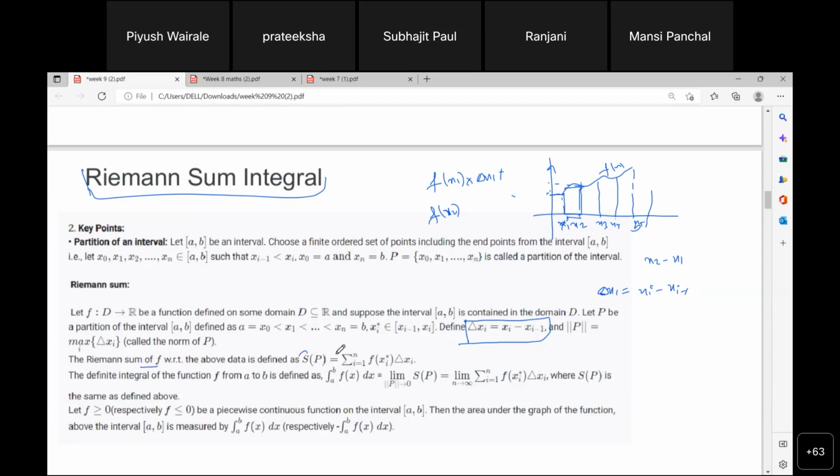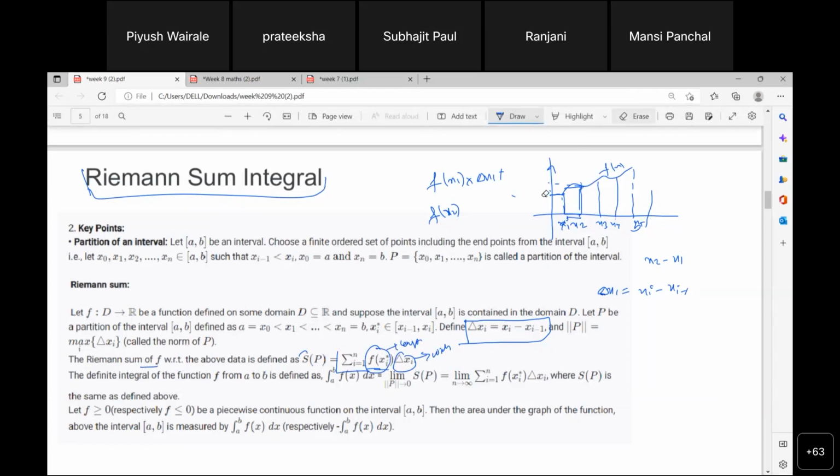The Riemann sum of f with respect to the above data is defined as the summation from i equals 1 to n of f of xi star times del of xi. So del of xi is basically the width of the rectangles and f of xi star is the length of the rectangles. I'm just summing the area of all the rectangles. Just remember this, and you will be given in the question what xi star and xi should be. The interval will be given to you.